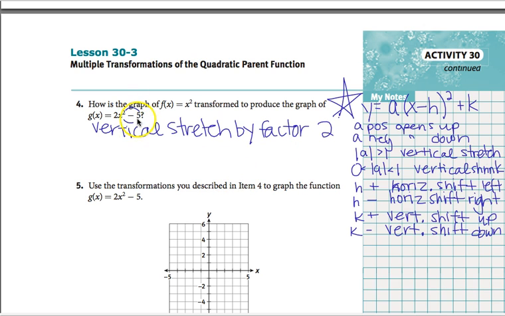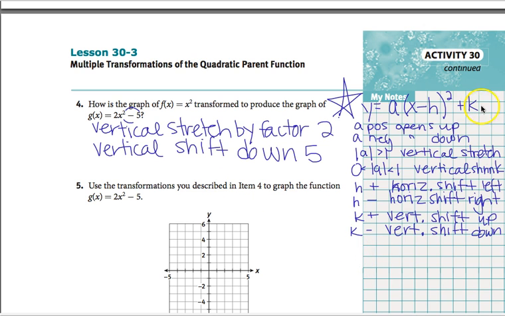Then this -5, it's not inside the parentheses, it's outside, so it's a k value then. It's negative, so that means it represents a downshift. So vertical shift down 5.